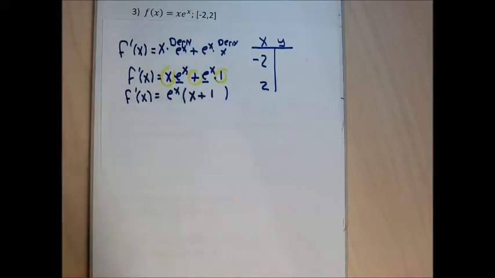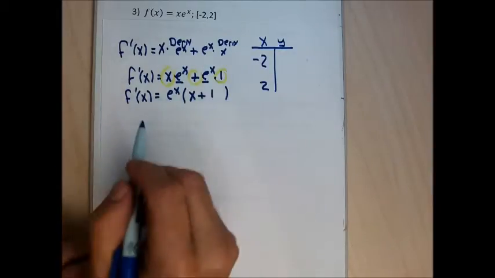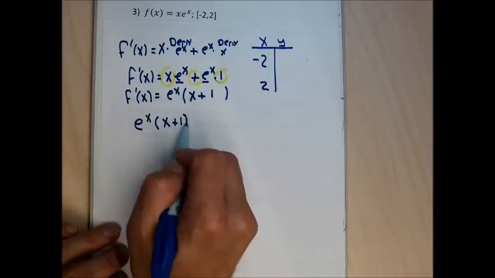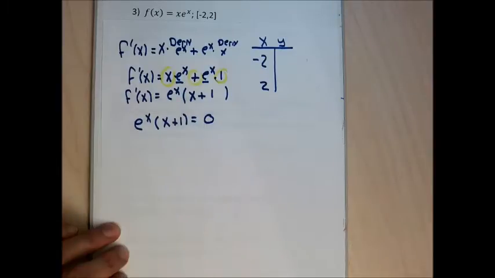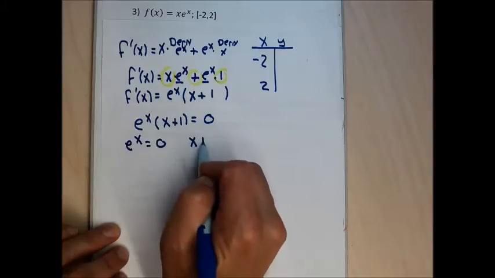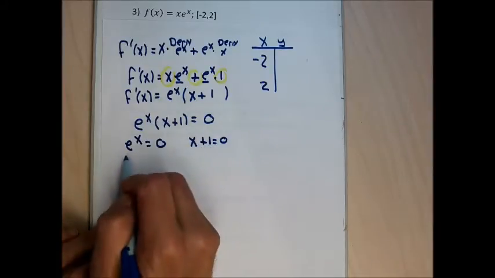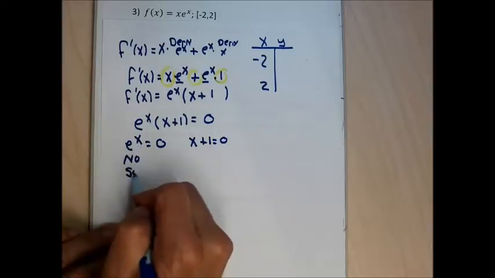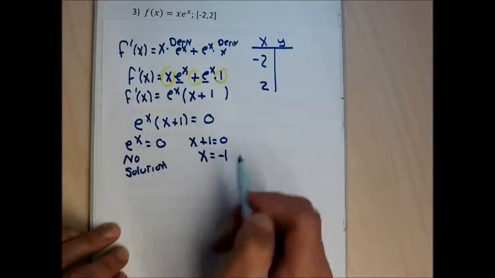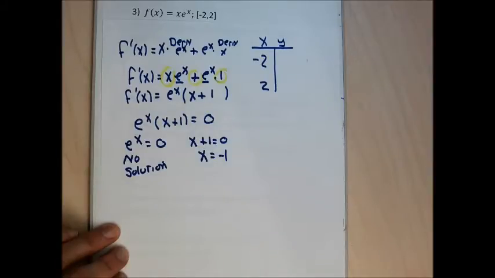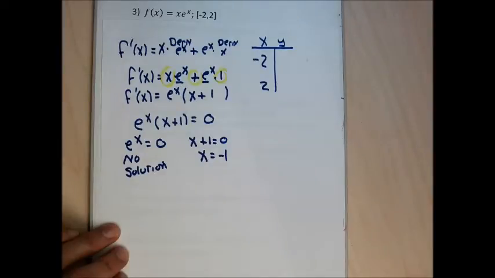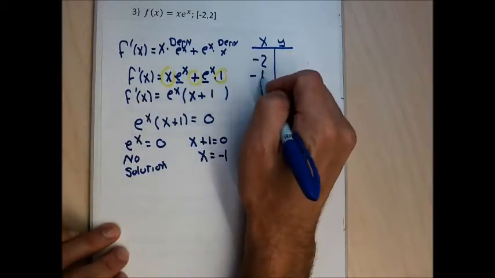To get the critical numbers, or the values that might go in this x column, I'm going to take the derivative and set it equal to 0. Because I've already factored the derivative, I can just take the two factors separately and set them equal to 0. e to the x can never be 0, so this doesn't give a solution. And when you set x plus 1 equal to 0, you get x equal to negative 1. If x equal to negative 1 wasn't in between negative 2 and 2, I would ignore it. But because it's between negative 2 and 2, I'm going to include it in my work.